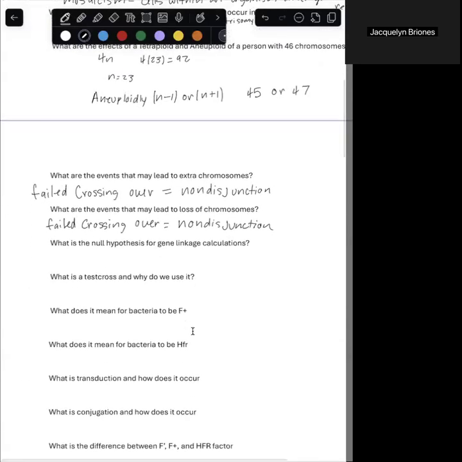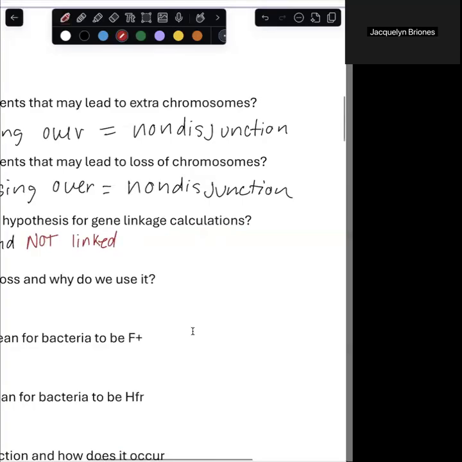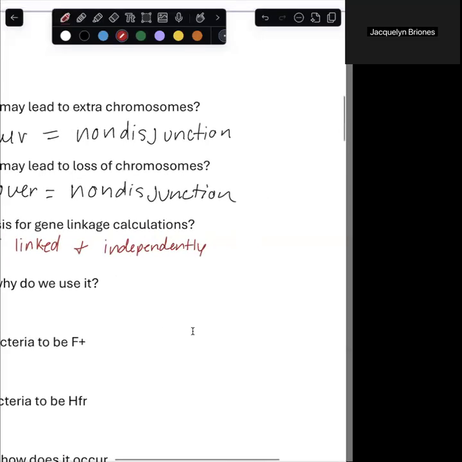Okay, what is the null hypothesis for genetic linkage calculations? So the null hypothesis is genes are not linked and they independently sort.